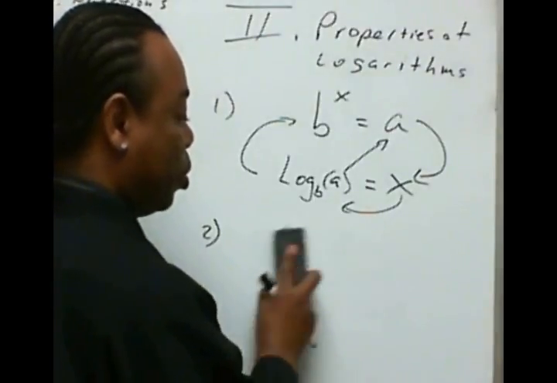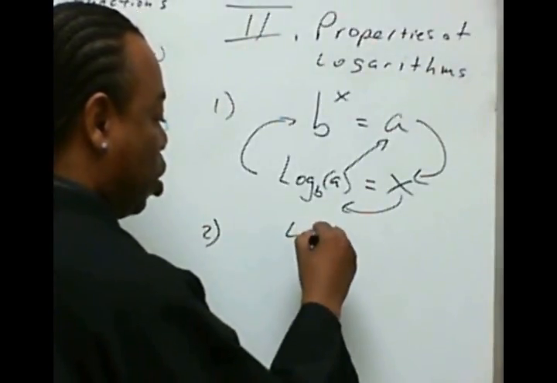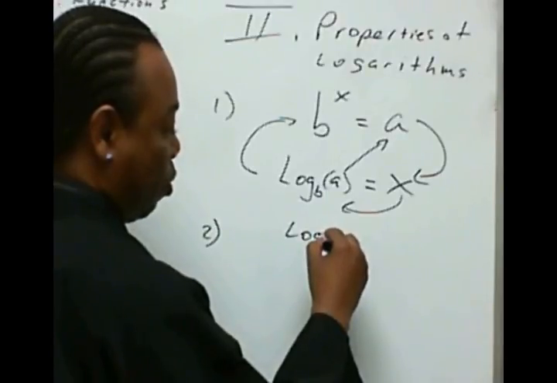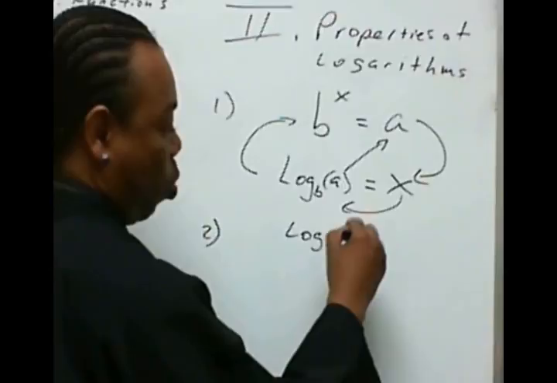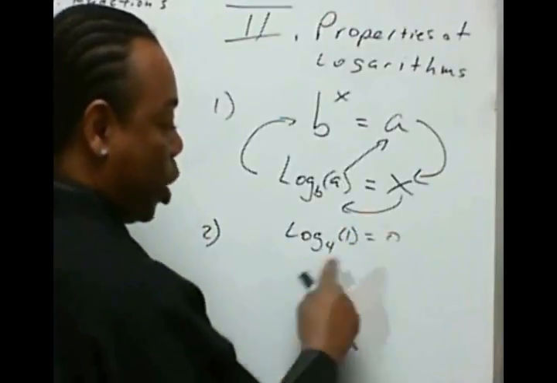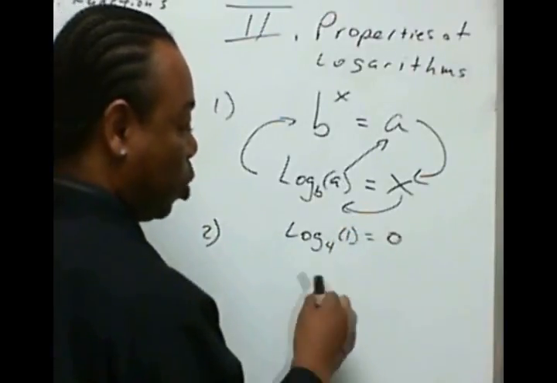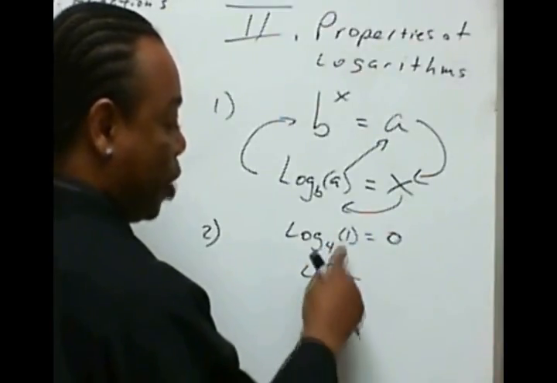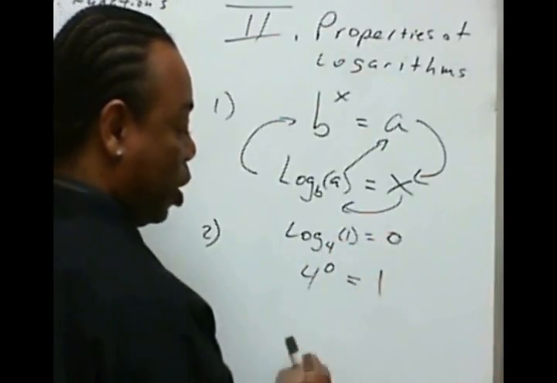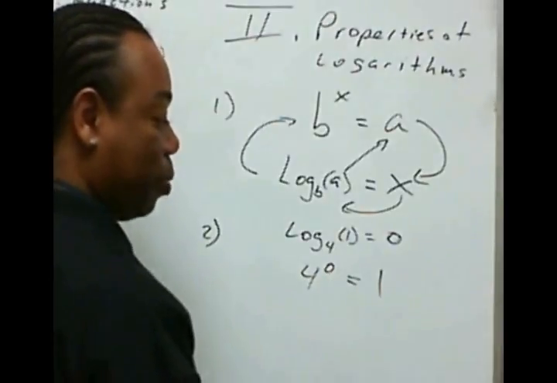Another example, if we had log base 4 of 1 equals 0, we could turn this into an exponential by saying the base will be 4, the power will be 0, and the answer here will be 1. 4 to the 0 equals 1.